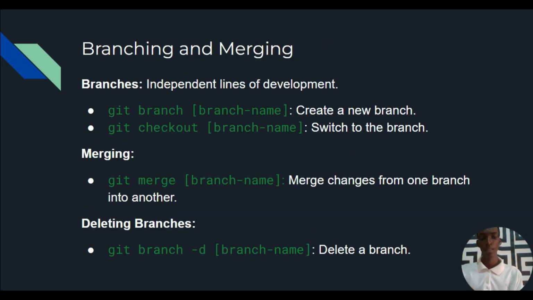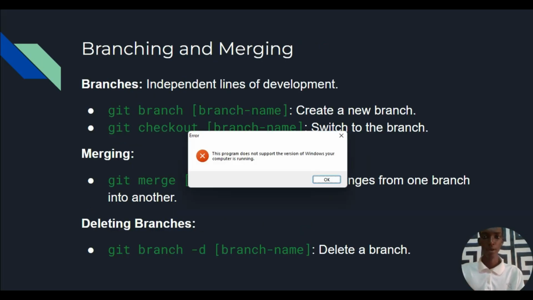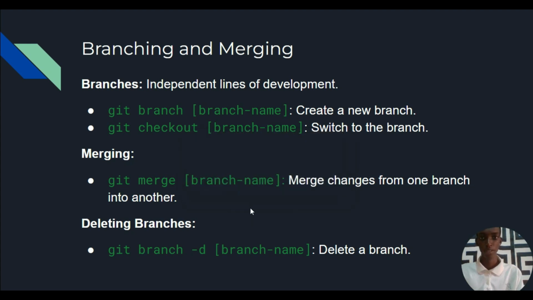Now the next part we have is about branches, branching and merging. When we talk about branches, these are independent lines of development. Now I can say git branch to create a new branch, git branch, then space, the branch name, then I could say git checkout of that certain branch to switch to a new branch.